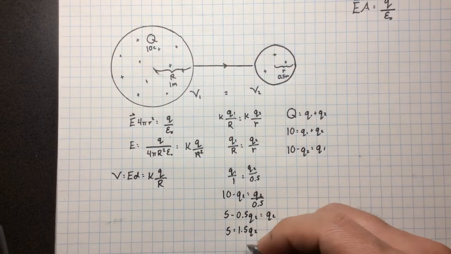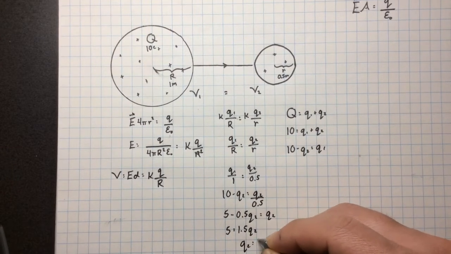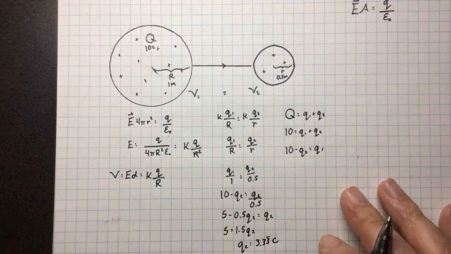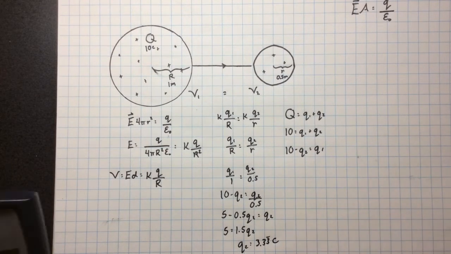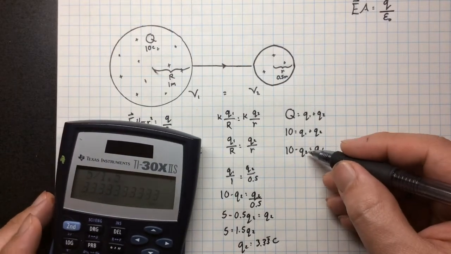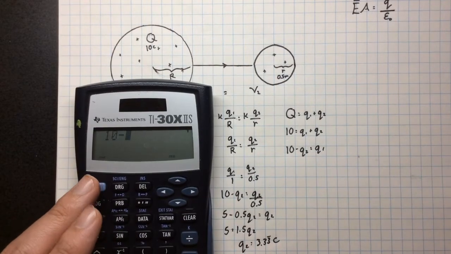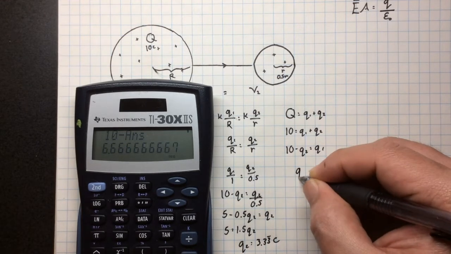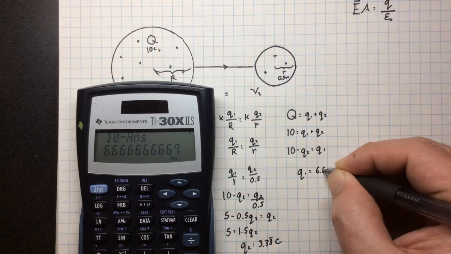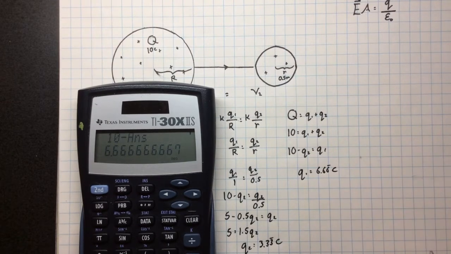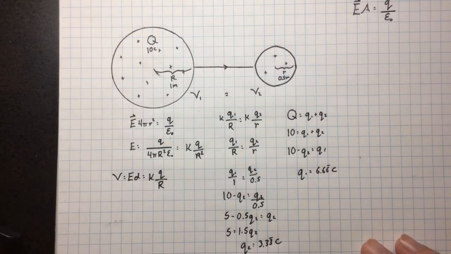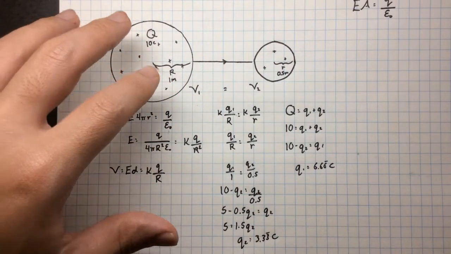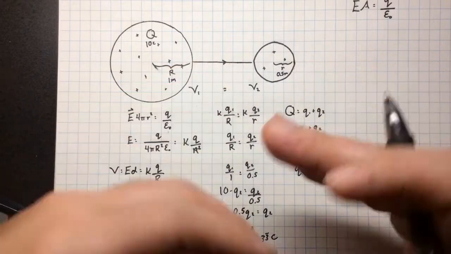3.33333. That makes sense. So Q2 should be about 3.33 repeating coulombs of charge, which makes Q1, if you do 10 minus that, 6.66666 charge. So Q1 equals 6.6666 repeating coulombs of charge. Okay, so what happened here was that the bigger sphere did end up with more charge. It's bigger, they can spread out more. The little sphere ended up with less charge.